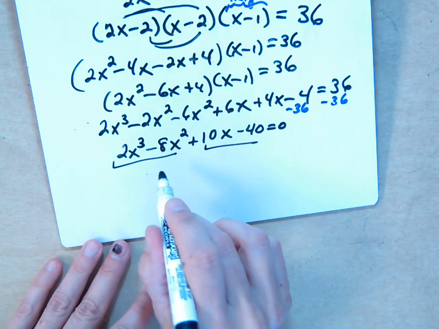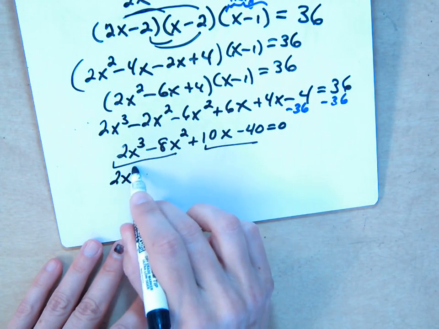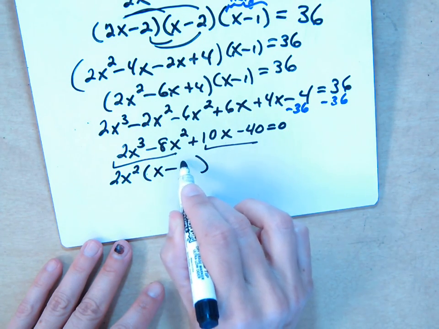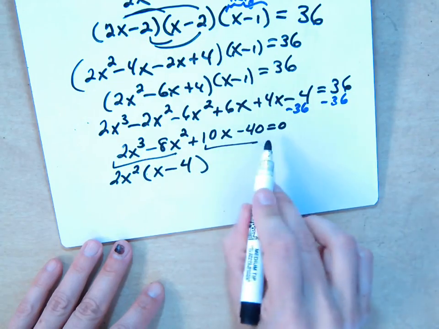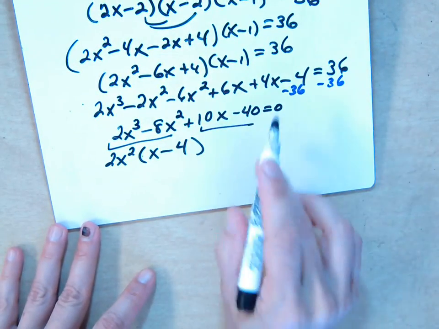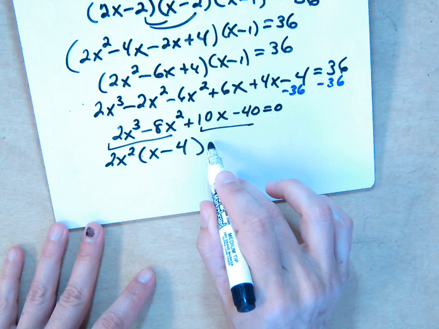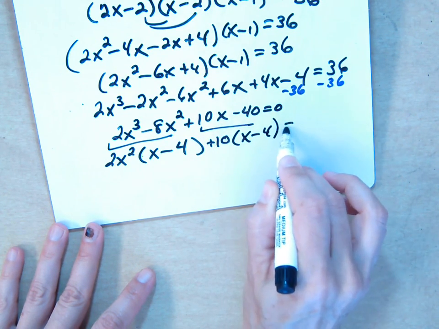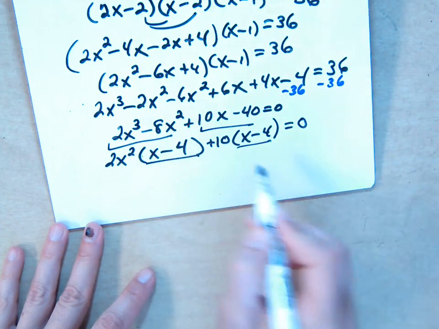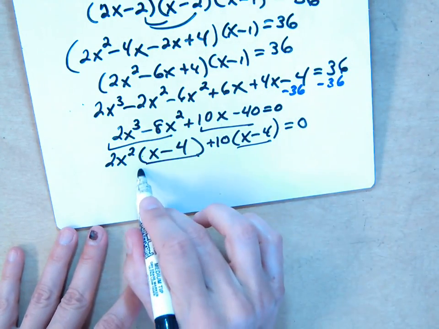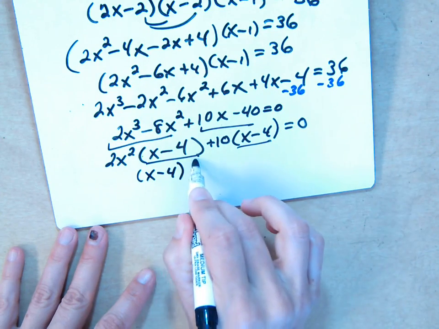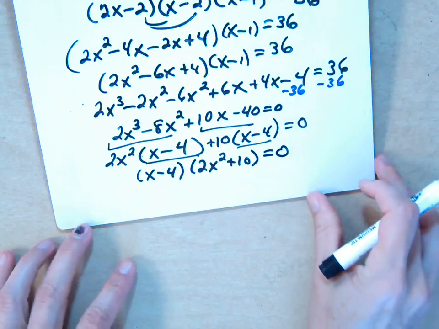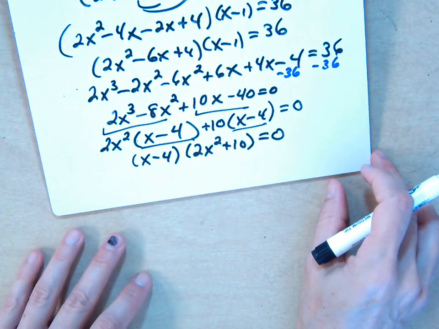The GCF here is 2x squared, so we take that out. And that leaves us with x minus 4. And whew, thank goodness this is going to work. The GCF here is plus 10 times x minus 4. Thank goodness these are the same, because now I just factor the x minus 4 out. And I've got 2x squared plus 10 left over. And that is almost there.